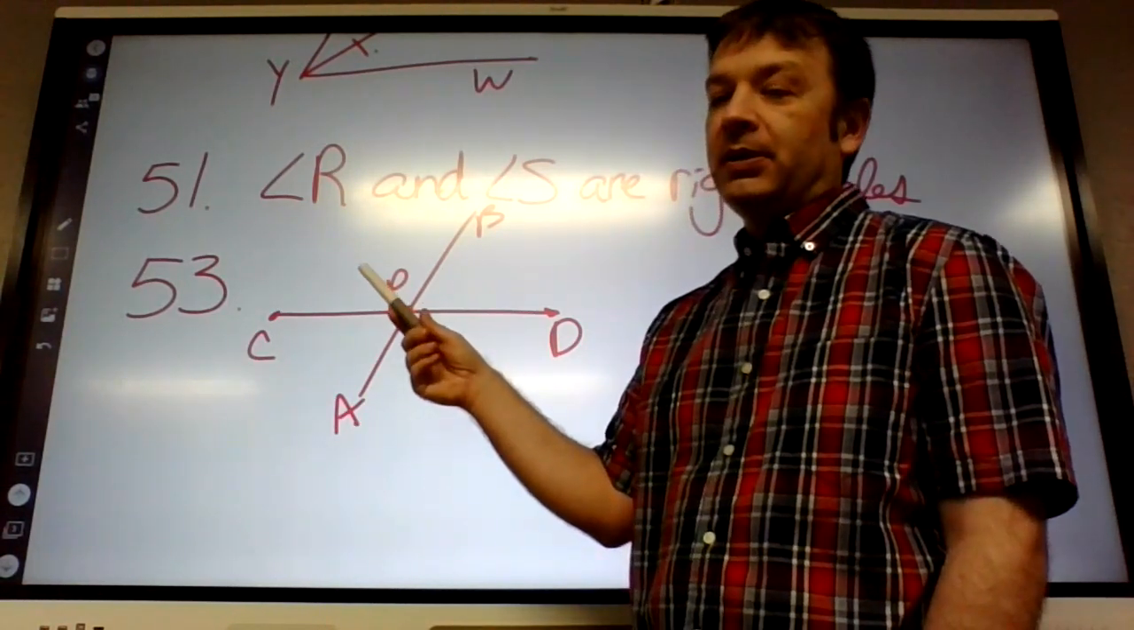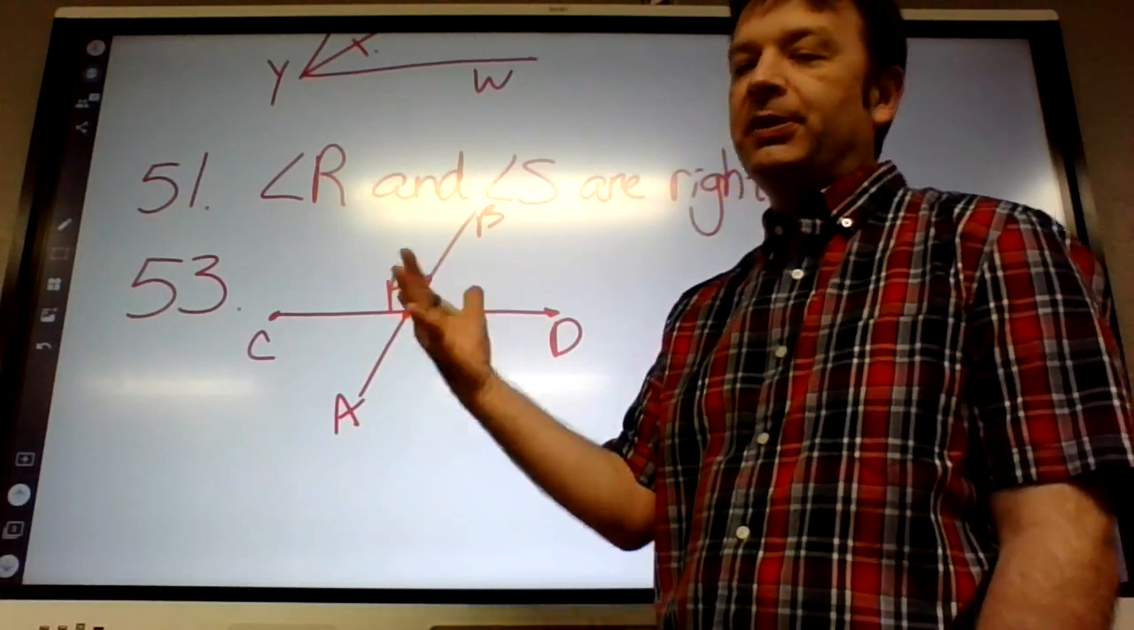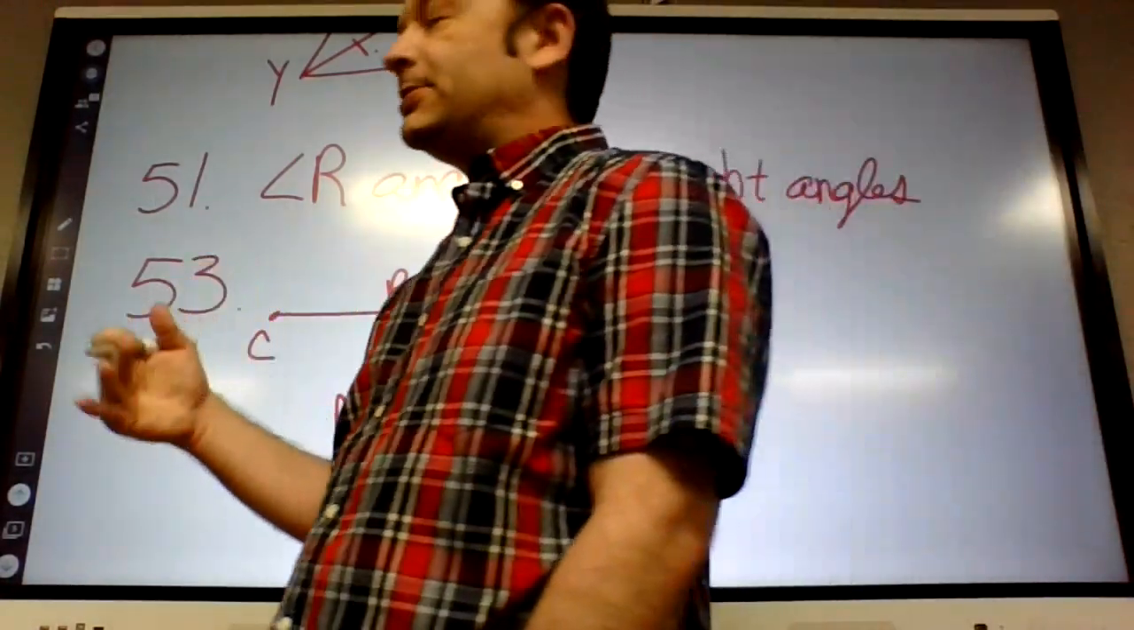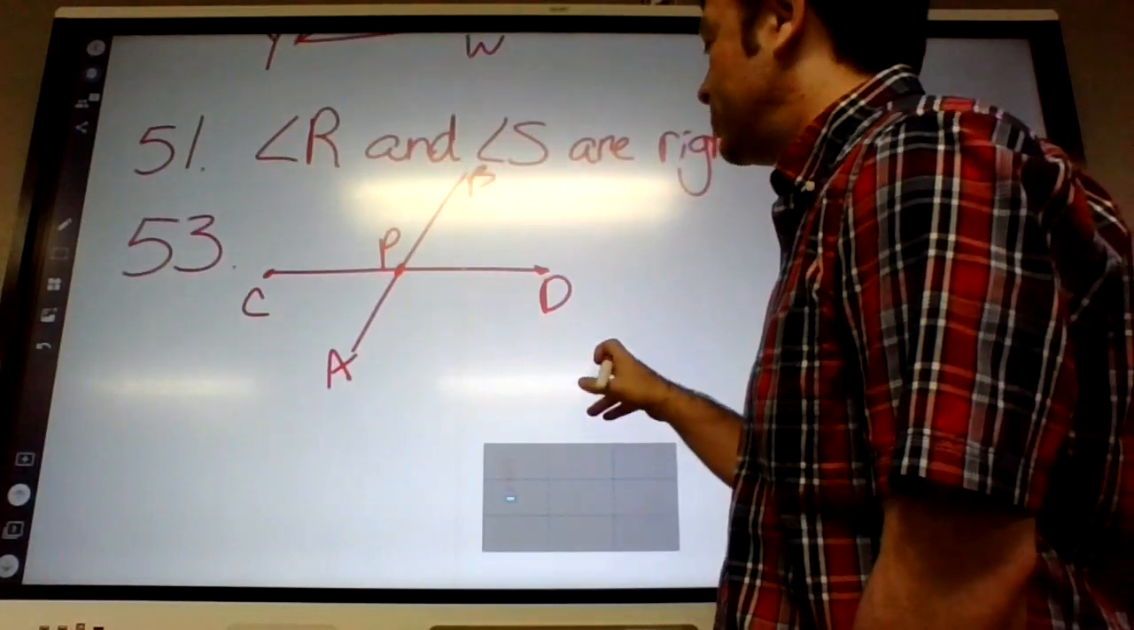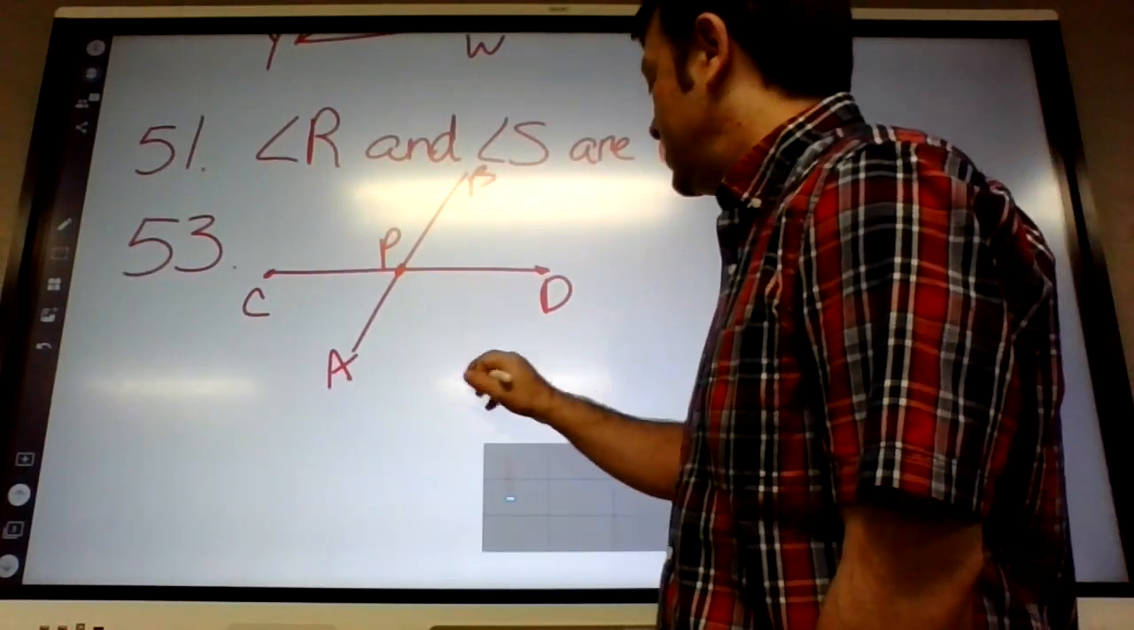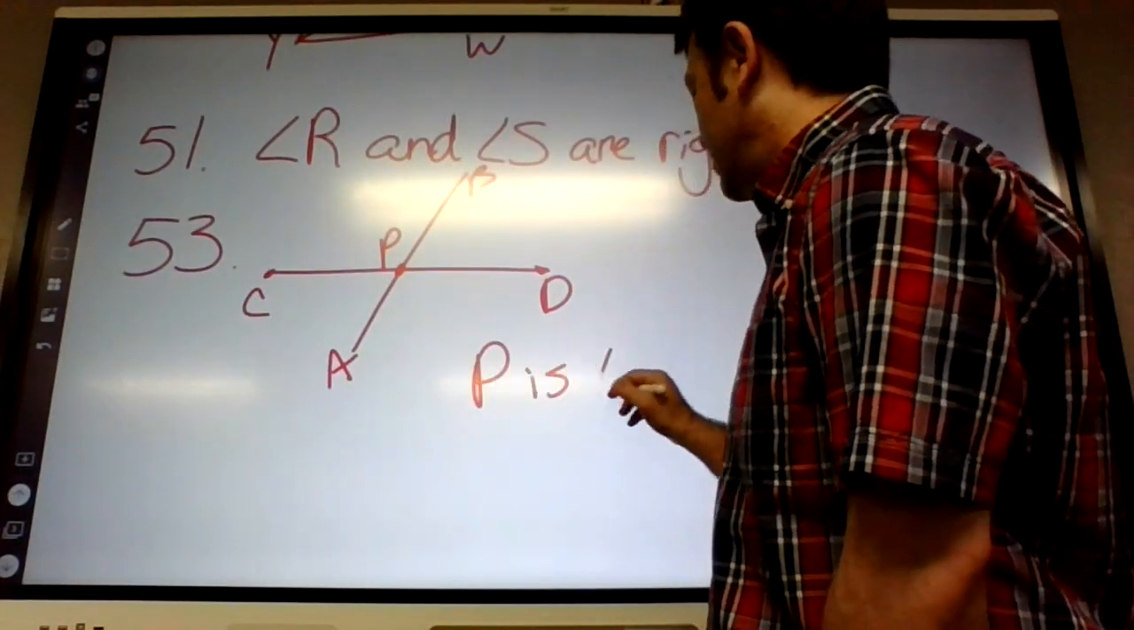Okay, they gave you a hint. They said definition of segment bisector. That's how we know. It's gotta go through the midpoint, but P is the midpoint. That's the thing.